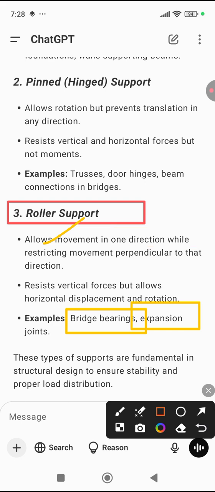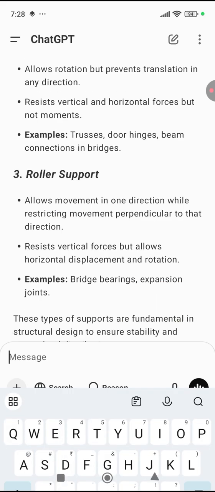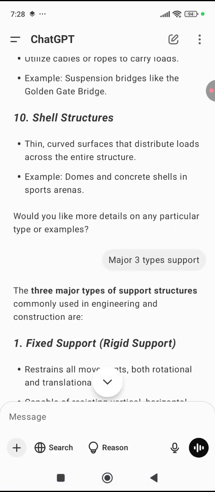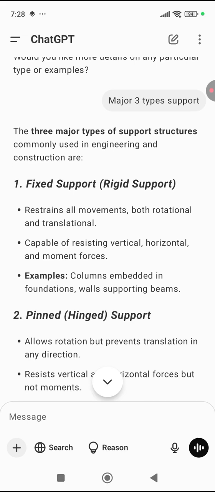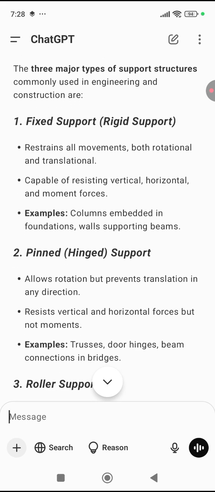If you talk about the examples of roller support, we have already seen bridge bearings and expansion joints. And examples of hinge support are trusses, door hinges, and beam connections in bridges. So these are the basic concepts regarding these types of supports. In this way we can easily understand the different types of supports, their features, and their examples. By comparing fixed and hinge, we can easily differentiate them.